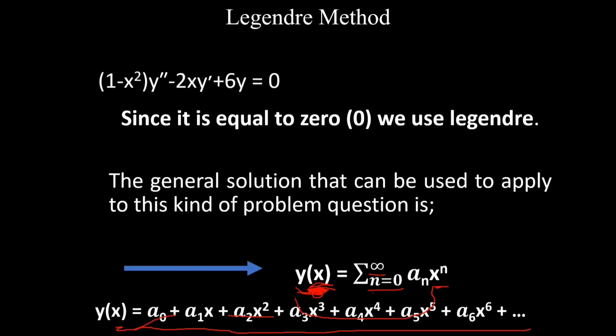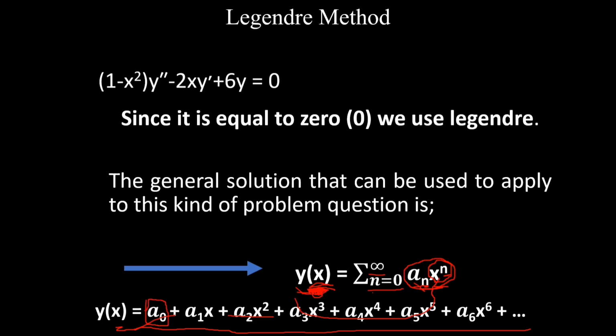So anywhere there's n, I will substitute it with 0. If I replace n with 0, I will have x raised to the power 0, and then a subscript 0 here. x raised to the power 0 gives me 1, because any number or variable raised to the power of 0 gives 1. So I'll be left with a subscript 0. That is how we arrive at the first term here, a subscript 0.